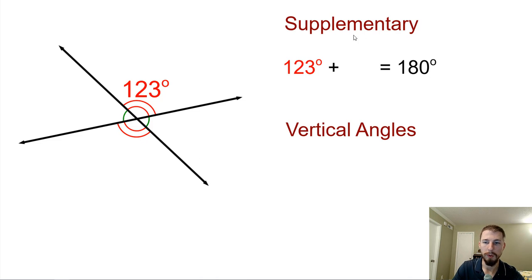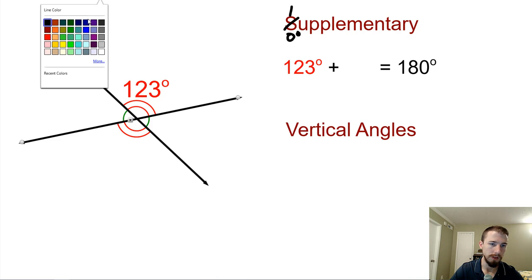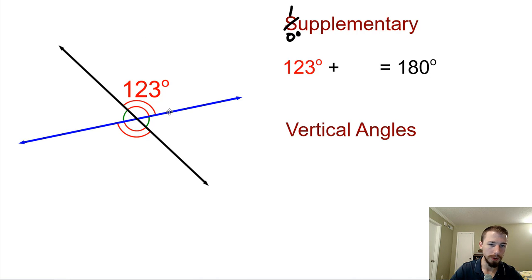So first of all, we have to remember, what does supplementary mean? Well, supplementary means that there are two angles that add up to 180 degrees. So if this is 123 degrees, and we have this straight line along the blue line, it's going to form 180 degrees. So if this is 123, what's the missing angle going to be? Well, it's going to be the supplement: 180 minus 123, which is 57. And those add up to 180, and that's what it means to be a supplement.